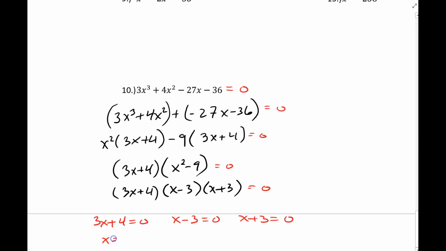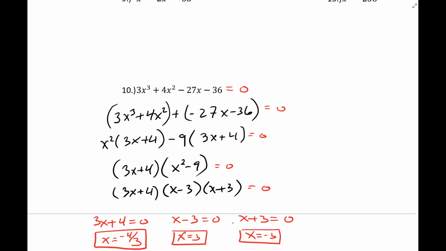So 3x plus 4 equals 0. I can subtract 4 from both sides and then divide by 3. For x minus 3 equals 0, I can add 3 to both sides. And for x plus 3 equals 0, I can subtract 3 from both sides. And I'm done. So this solving step isn't much, right? The main piece that we have to worry about is doing the factoring. Once we've got it factored, though, the solving is usually pretty easy. Everybody's okay with this idea?